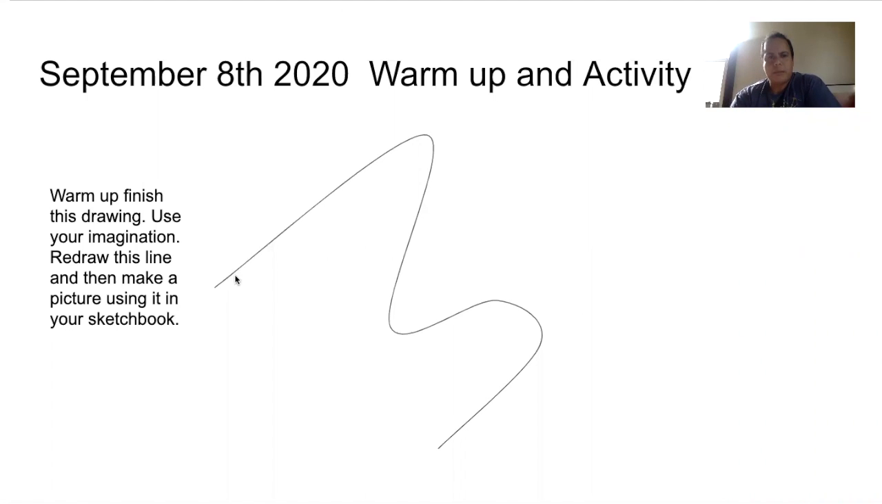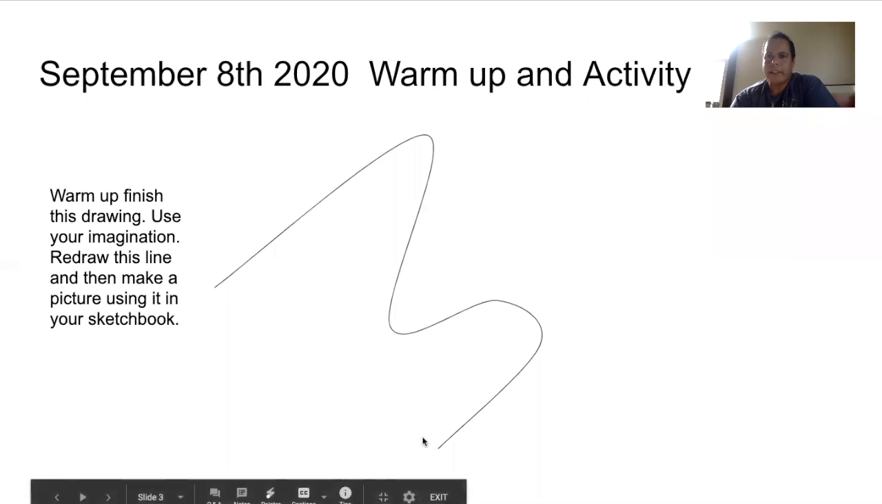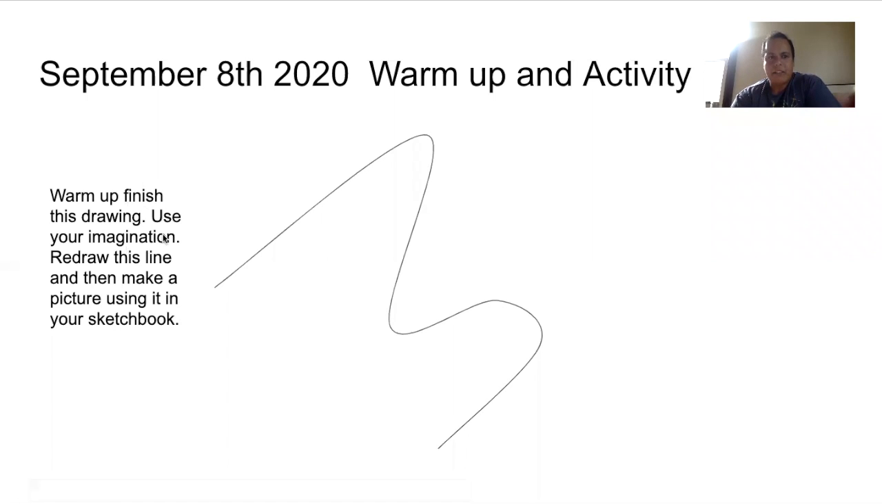So today's warm up, I drew a squiggly line, and I'm asking you to use your imagination and redraw this line. So you'll have to redraw this line in your sketchbook, and then make a picture using it. So you're gonna take this and then make it your own. Use markers, color it in, make it really colorful. You'll spend about 5 to 10 minutes on your warm up. That's usually great. If you want to spend more time, go for it. But it'll usually be a fun warm up to get your brain going.